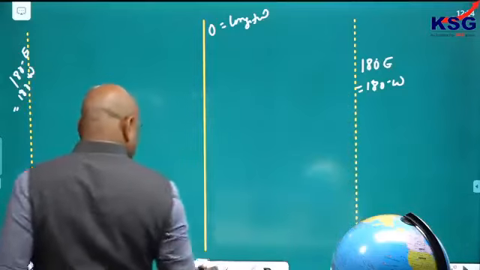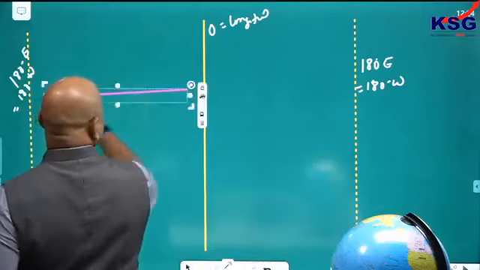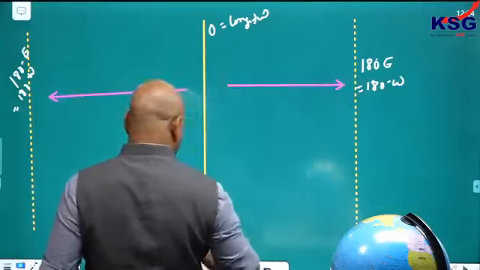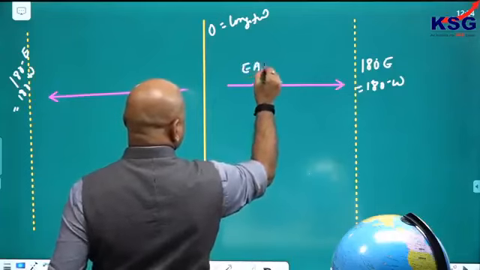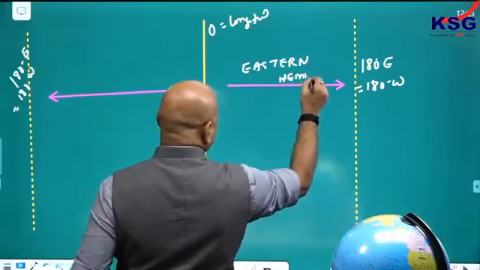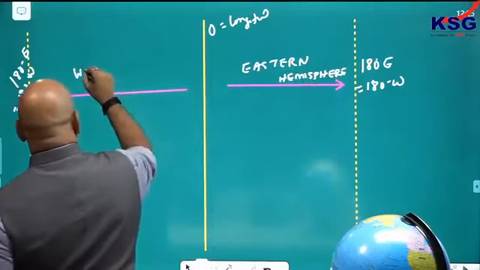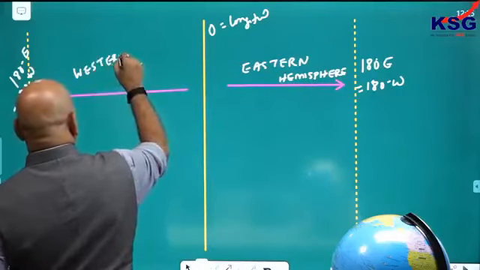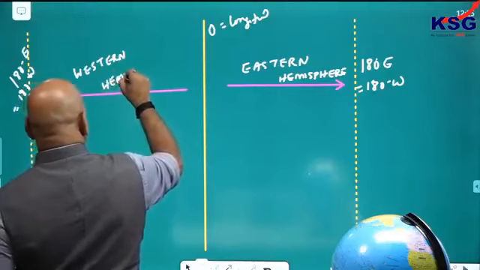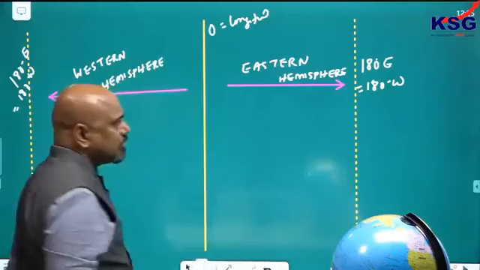Now this one is here. Which hemisphere is this? This one will be the western hemisphere, this one will be the eastern hemisphere. This is the eastern hemisphere. This one is the western hemisphere. You got it?